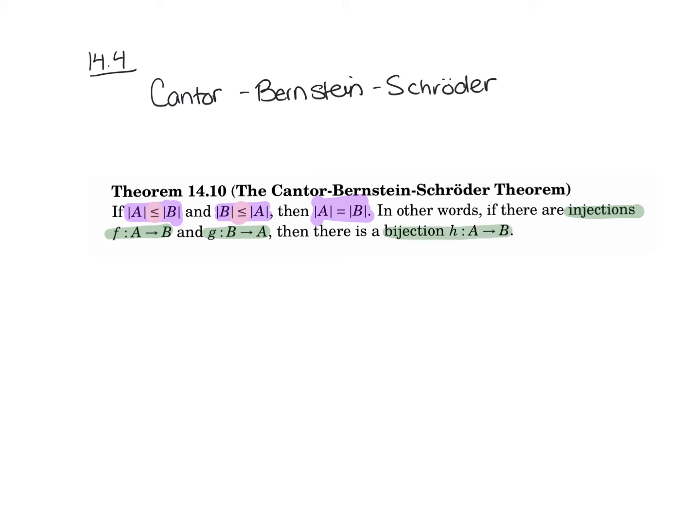So often when we're trying to show that two sets have the same size, instead of coming up with a bijection, I'm just going to think about injections back and forth. And as long as I have those two injections, that's going to imply that I have the same cardinality. So that's going to imply that I have that bijection. So you'll see that being used sometimes, so I wanted to touch on that.